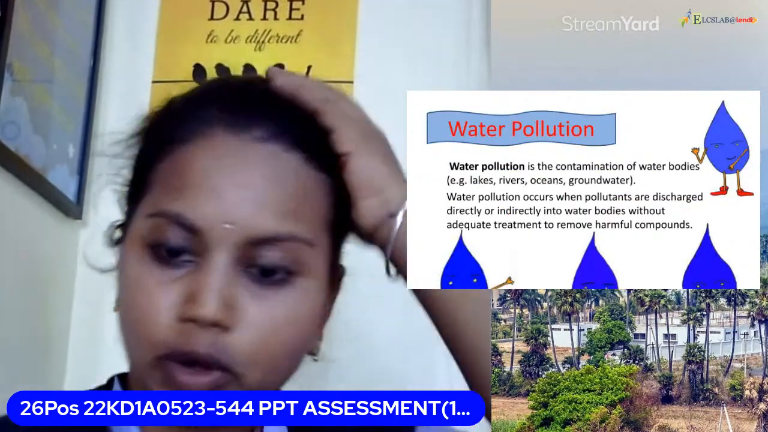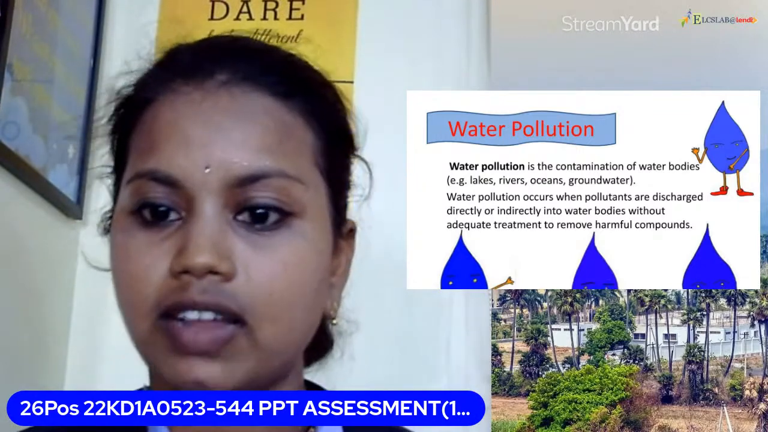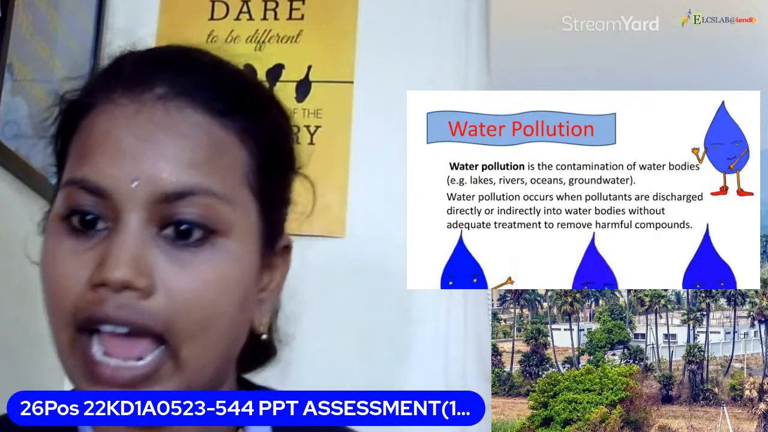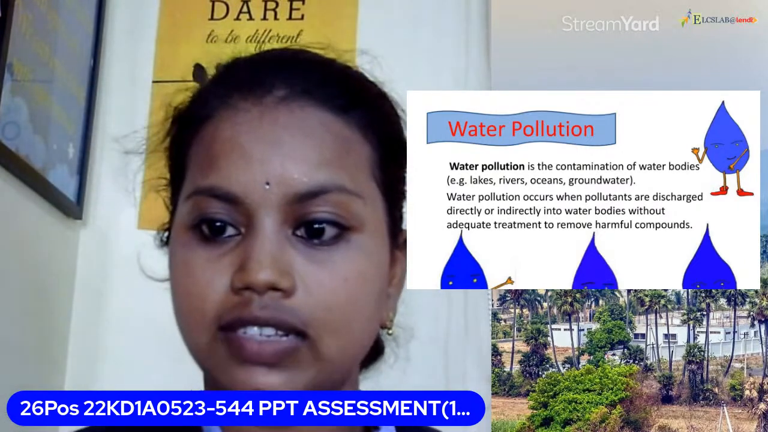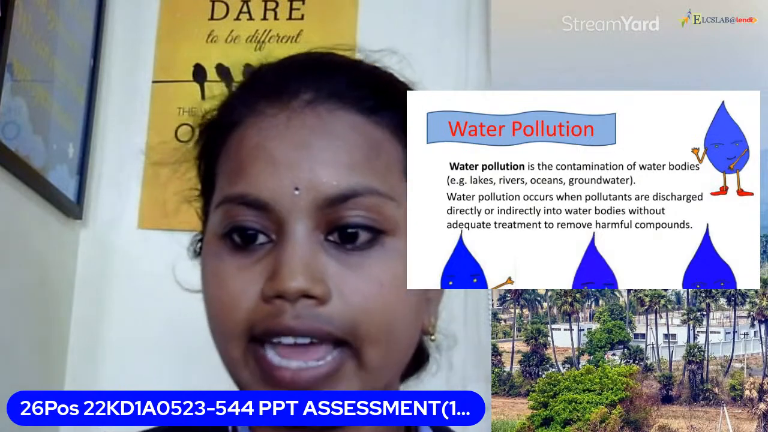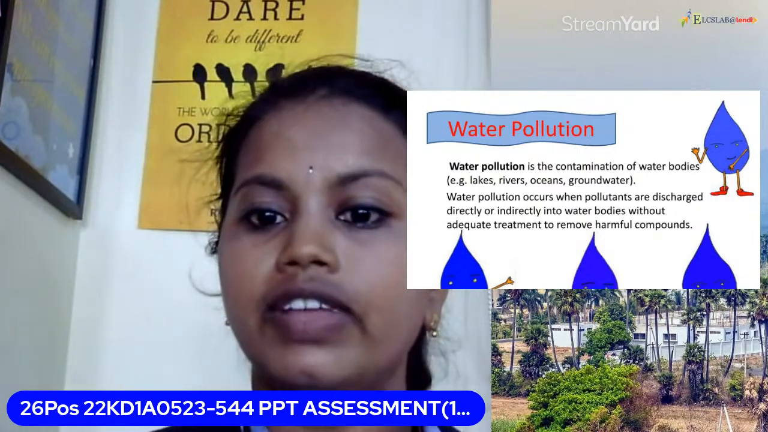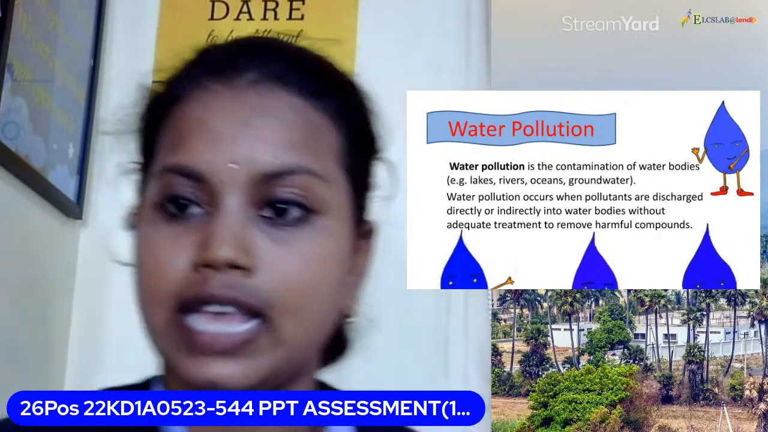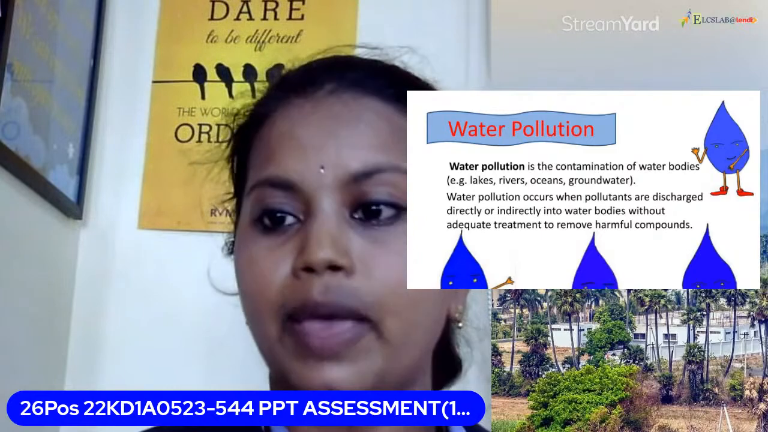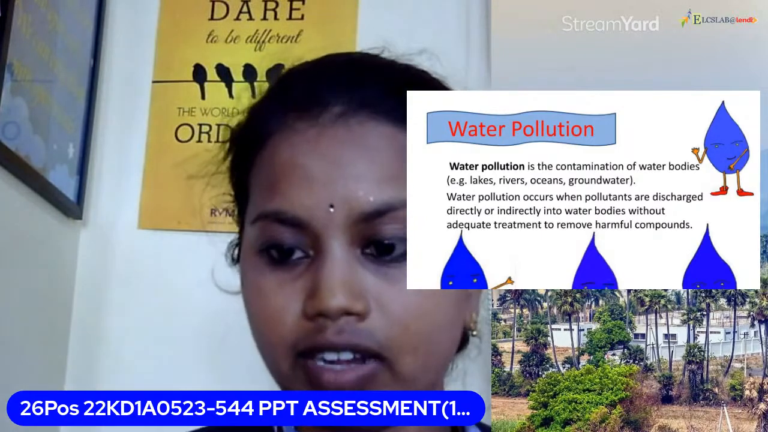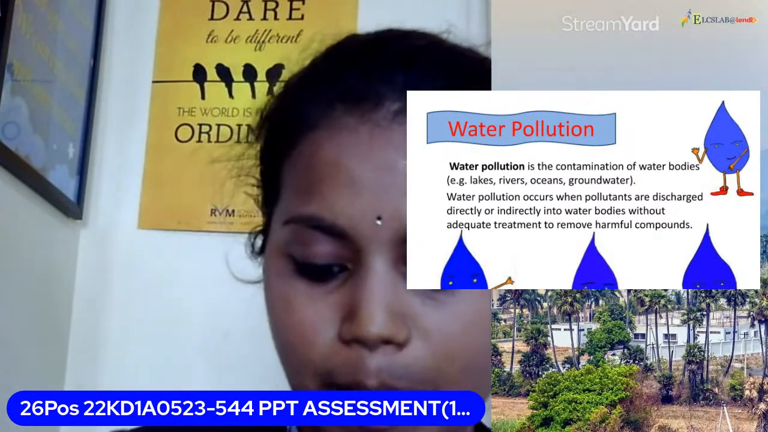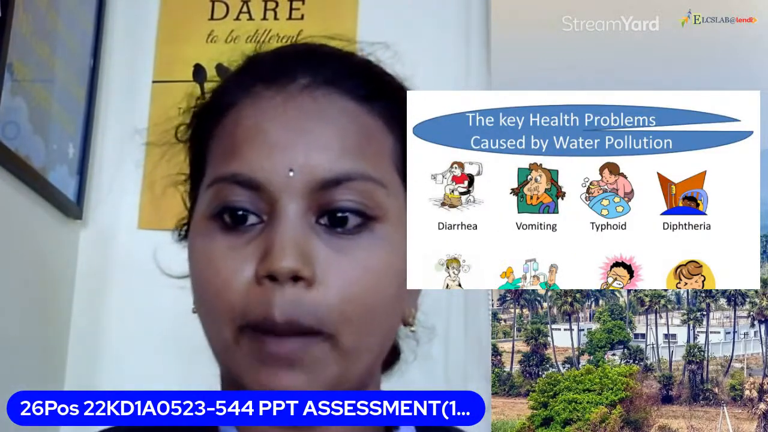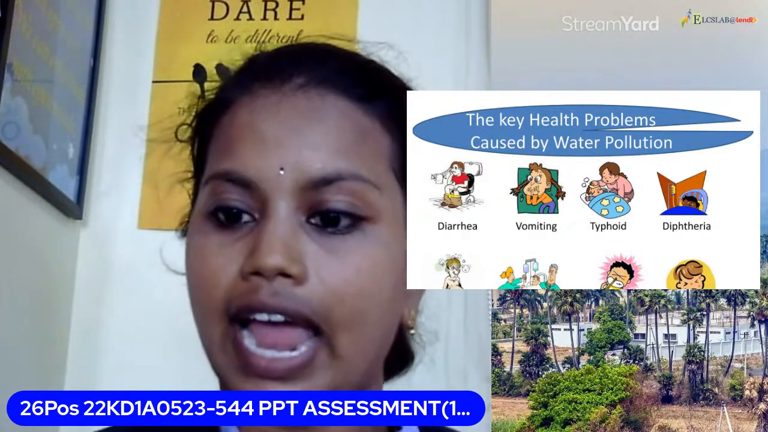The second one is water pollution. Water pollution is the contamination of water bodies, for example lakes, rivers, oceans, groundwater, and industries. Water pollution occurs when pollutants are discharged directly or indirectly into water bodies without adequate treatment to remove harmful compounds. Some industries leave some chemicals in water. They affect water and groundwater. The key health problems caused by water pollution are diarrhea, vomiting, typhoid, diphtheria, and so on.